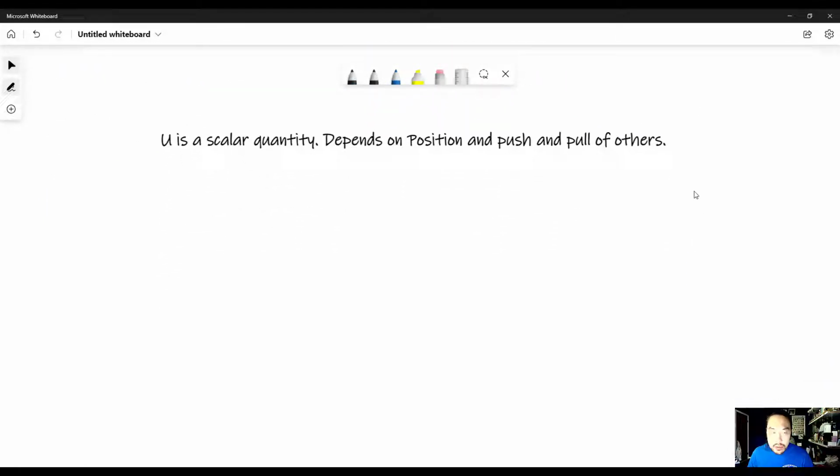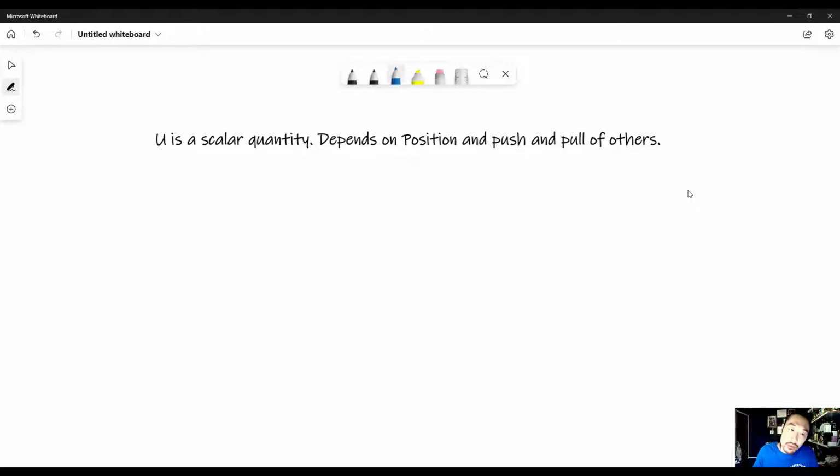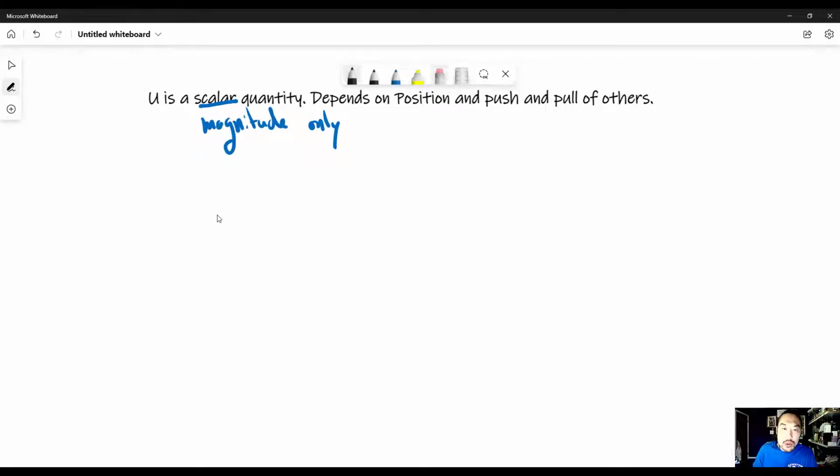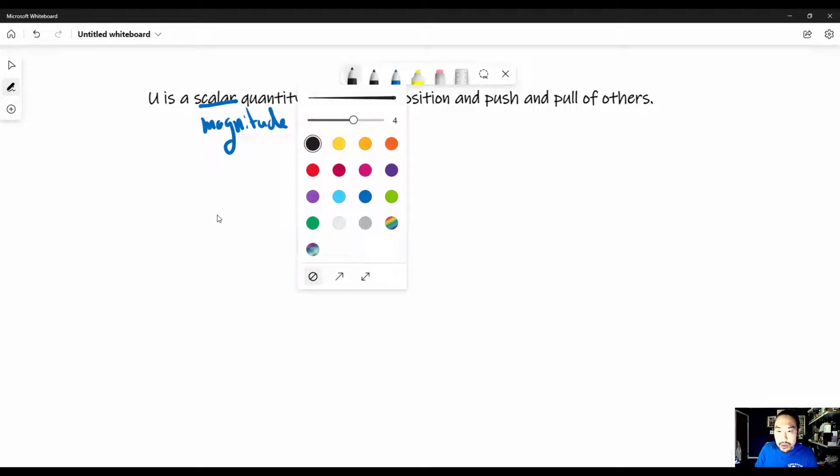As I write these formulas, please note that potential is a scalar quantity. It depends on position and the push and the pull of others, meaning that it doesn't have direction. So this is just magnitude only, because vectors have magnitude and direction. Okay, so the formulas we have for potential so far start with gravitational potential energy.